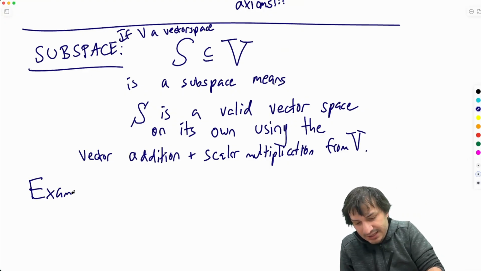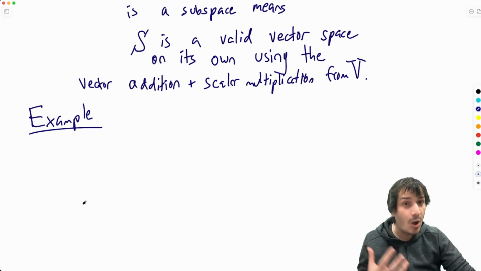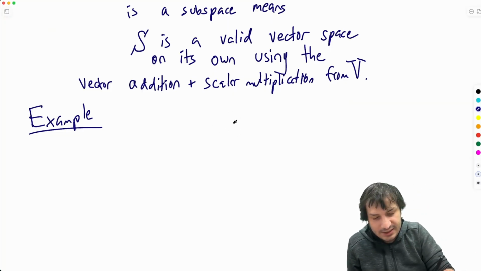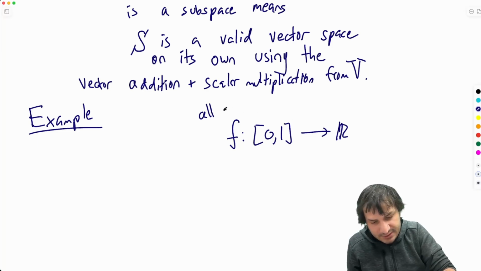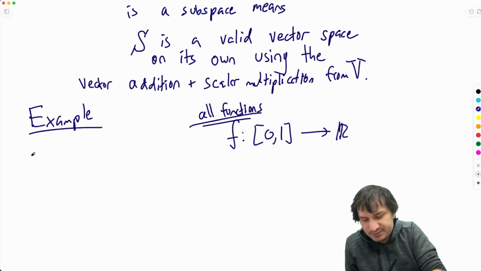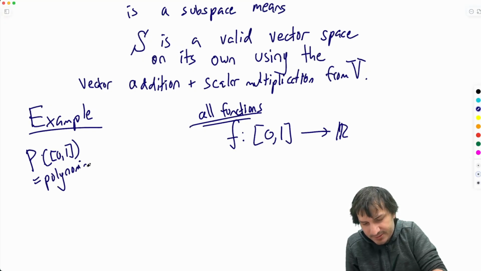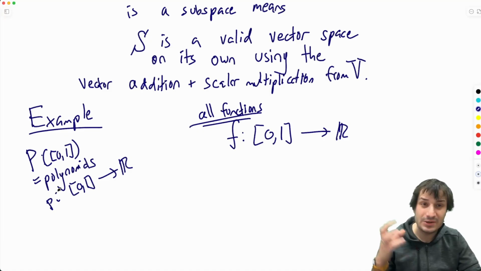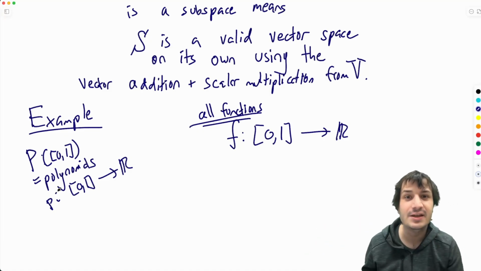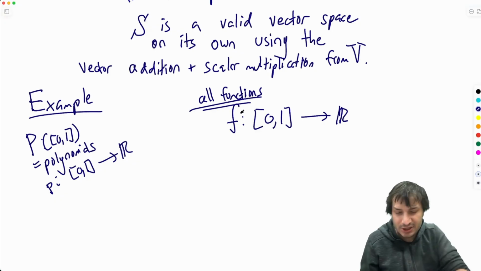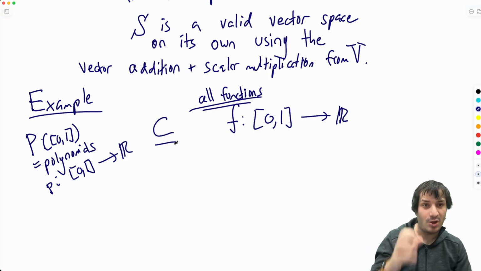Let's do an example. You can look at the space of all possible functions. So let's take all functions f from [0,1] to R. These are all functions from [0,1] to R. And we can look at the space of polynomials, that's the p on [0,1], which we said is polynomials from [0,1] to R that I defined earlier. So it has to be written as a sum of coefficients with powers of x. And every single polynomial is a type of function. Polynomials are a subset of all the possible functions.